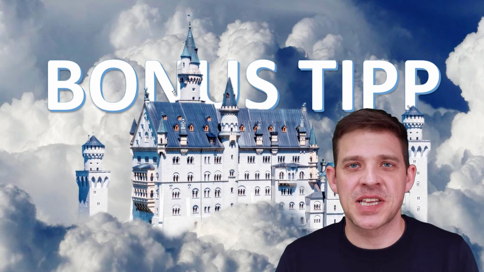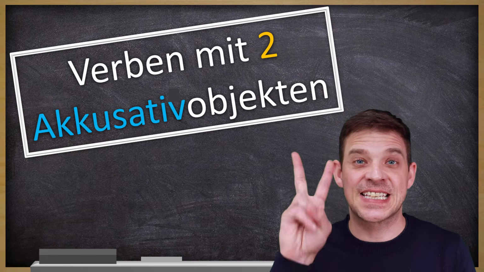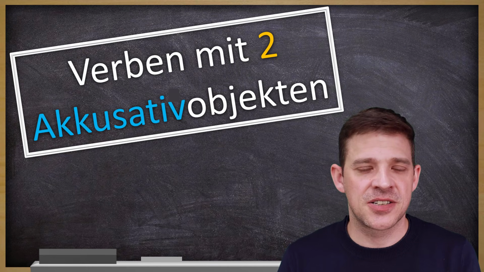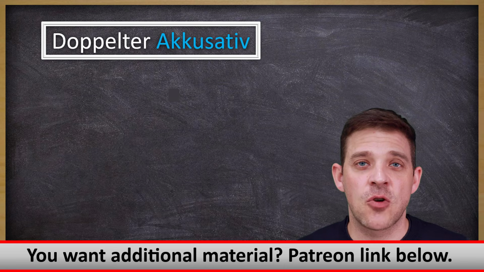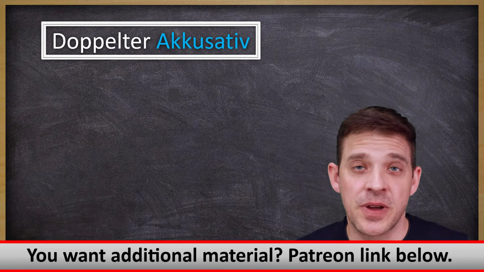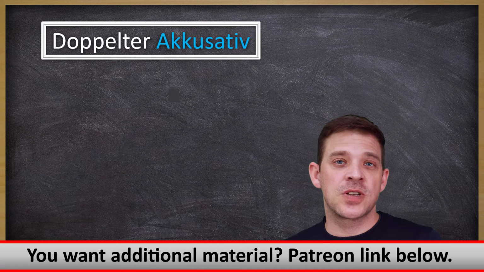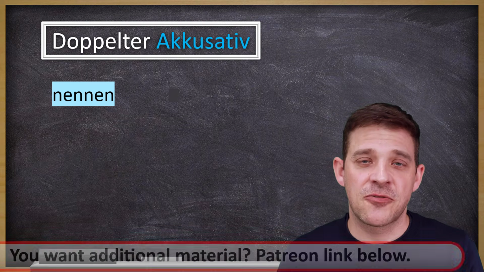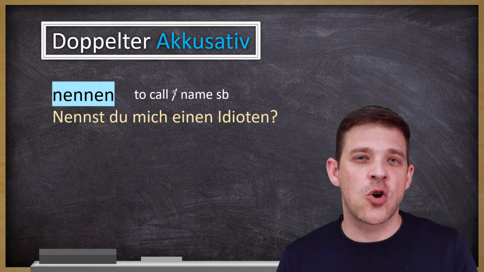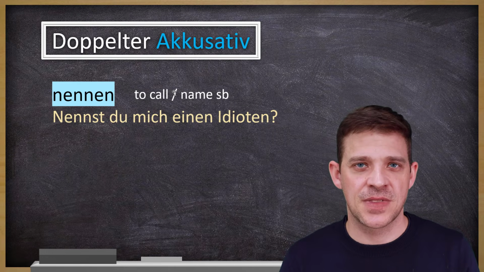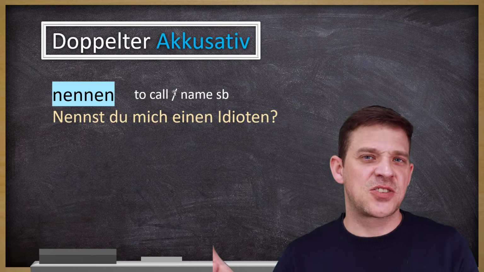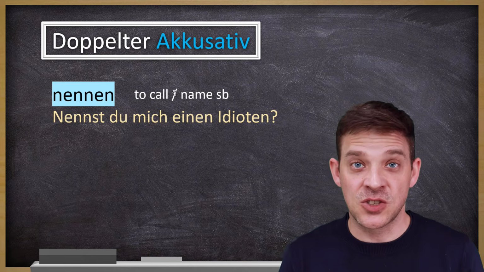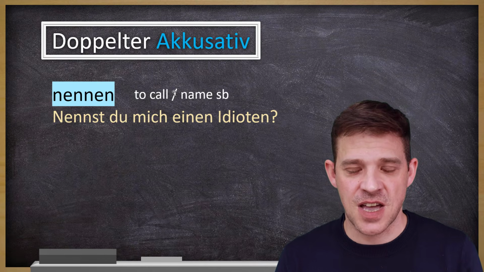Bonus tip about some special verbs. Verben mit 2 Akkusativobjekten. Don't worry, there's not many. But the most common ones, they're also not very common, but I would say the most common ones which have doppelte Akkusativ, a double accusative. The first one is nennen. Nennen heißt to call or to name somebody. Zum Beispiel, nennst du mich einen Idioten? Do you call me an idiot?